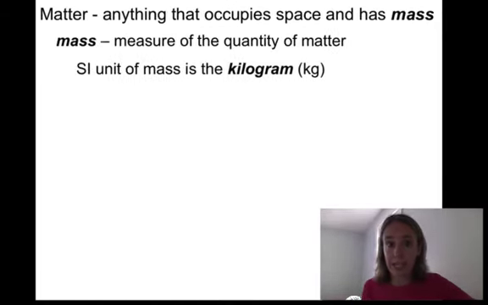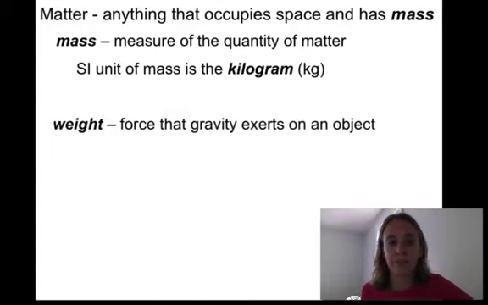Now we talked about matter already. It's anything that occupies space and has mass. To measure the mass of matter, the SI unit is the kilogram. SI stands for Système International. It's a French governing body for all things measurement. And the kilogram is not the base metric unit. The base metric unit is the gram. The prefix kilo at the beginning of that word means that in a kilogram there are 1,000 grams.